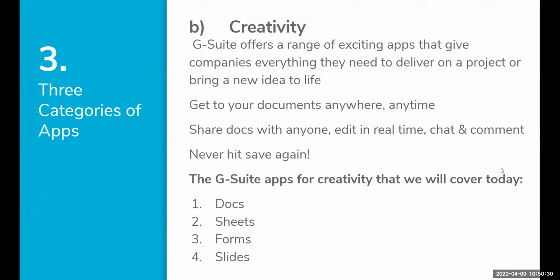So you can literally access your documents anywhere and anytime, and you never have to hit save again, which I think is great. I know I was the world's worst when I was growing up. We'd have Microsoft Word docs, and I would always forget to hit save. Then I'd lose my document when my computer shut down, and it was a whole mess. But now Google Docs has made it so easy where it auto saves everything for you. You can also share the docs with anyone and edit in real time, chat, and comment. So it's pretty cool. We're going to cover Google Docs, Sheets, Forms, and Slides today. So four different things.